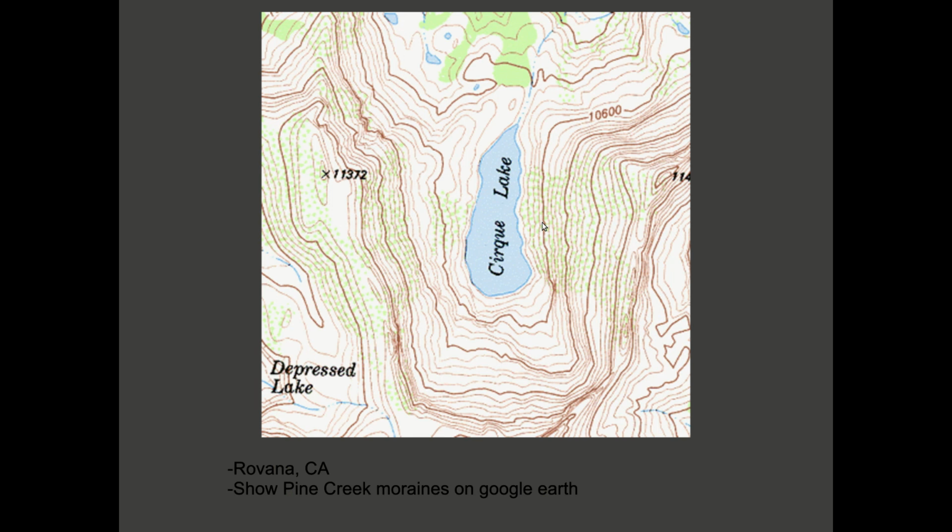And this is a picture of a map with a cirque and a tarn. A cirque lake is a tarn, right? But we're not going to be using actual maps, so I'm just going to skip this. All right.